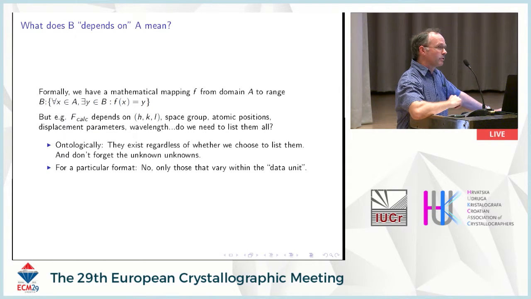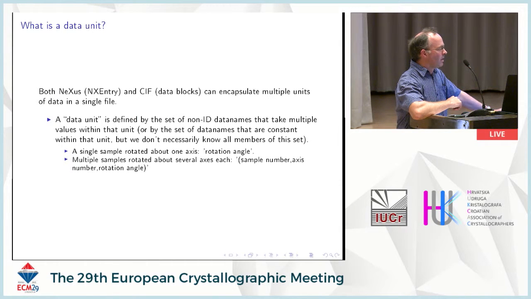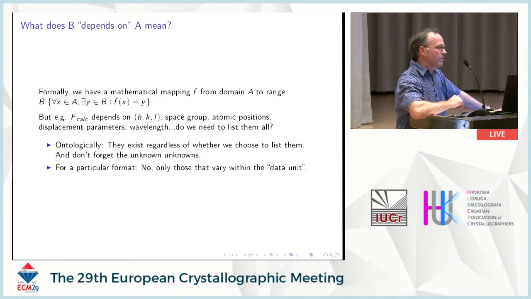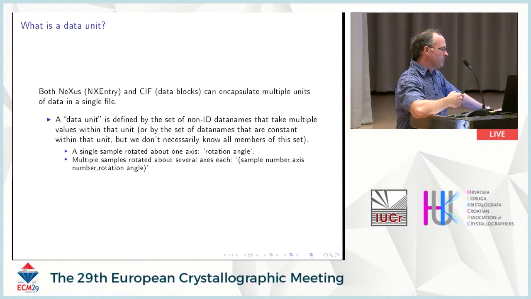So going back then to describing your metadata, doing your ontology, you can list all the dependencies that you expect might reasonably be used in a data file, or add them on later. As I'll explain, that's not an issue. So I mentioned a data unit in the last point, and let's see if we can pin down what this is more precisely.